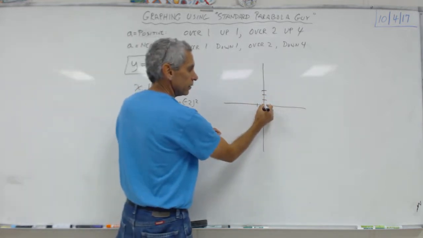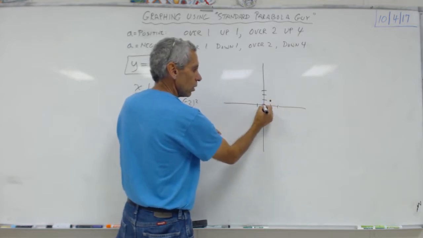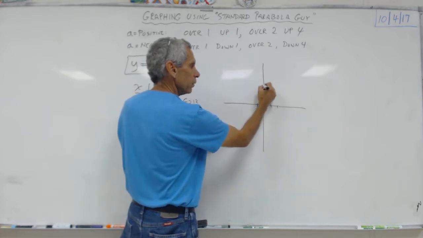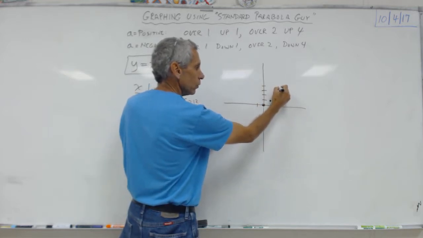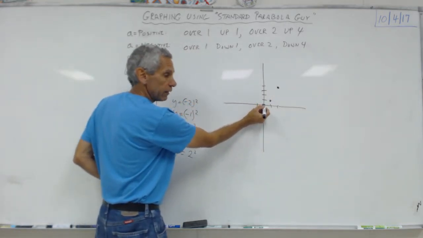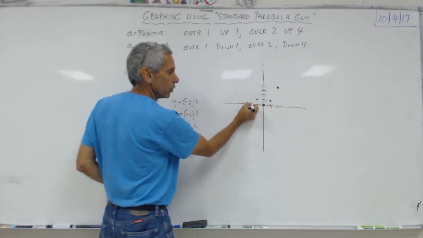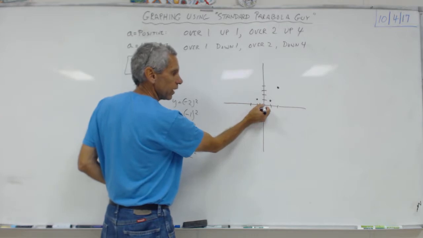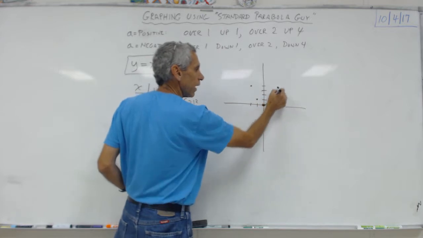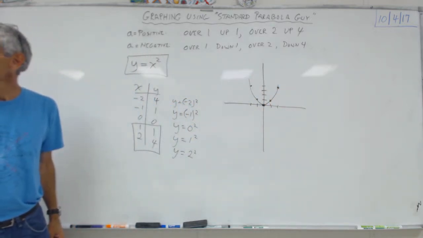So I start at the dot. I go over 1, and I go up 1. And then, starting at the dot again, I go over 2, and I go up 4. You with me? Now, I could do the same thing over here. Going to the left, start at the dot, over 1 to the left, up 1, dot. Start at the dot again, the first dot, over to the left 2, up 4, put a dot. And I have just graphed my standard parabola guide. It's so easy, right?